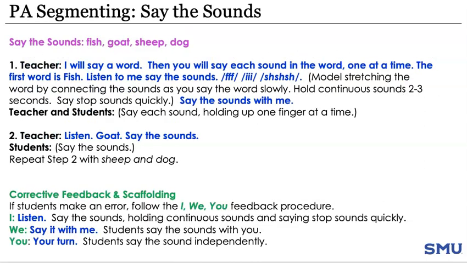Now this is a script for the inverse of that. So here I will say a word. Then you will say each sound in the word one at a time. The first word is fish. Listen to me say the sounds. /f/ /i/ /sh/. Say the sounds with me. And so the students would say that with you. /f/ /i/ /sh/. Listen. Goat. Say the sounds. And then the students would say the sounds in goat. And if they're not able to, you want to immediately model for them. The sounds in goat are g-oat. Say it with me. G-oat. Now your turn. And then you would have the students do it by themselves.